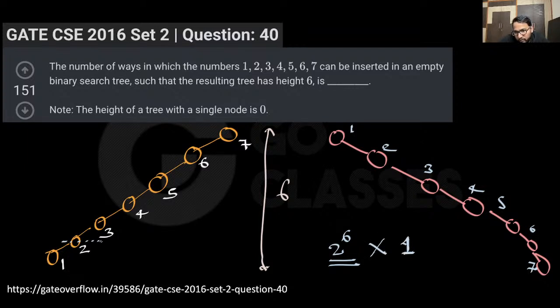Okay, there is only one way to fill every tree, so that's why it is 2 power 6 into 1, which is 64, right? So 64 binary search trees are possible with height 6. So 64 is the answer.